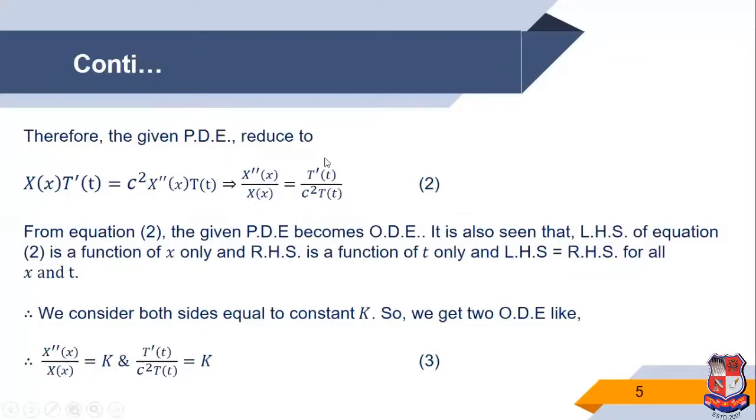Therefore we consider both sides equal to the constant k. So we get two ordinary differential equations. One is X double dash upon X is equal to k, and another is T dash upon c square T is equal to k. So this is equation 3.